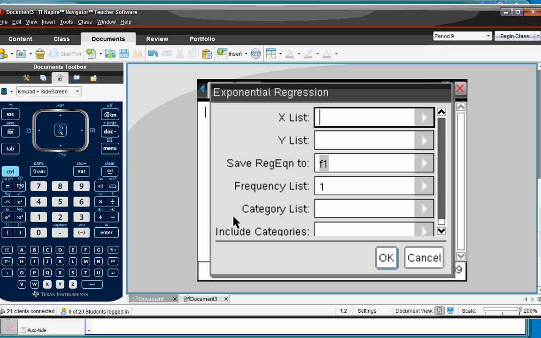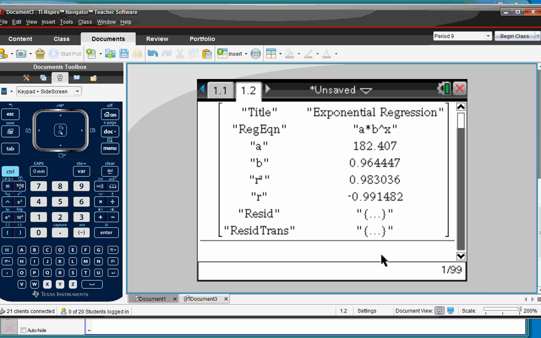So in my exponential regression, I'm going to put in my X list, in other words, what values do I want to use in my X column? Well, in my X column, I'm going to use my time because that's what X represents. In my Y column, I'm going to use my temperature. I'm going to have this stored in my F1 function, and I'm going to hit OK. Well, this is what I get, my lovely exponential model.